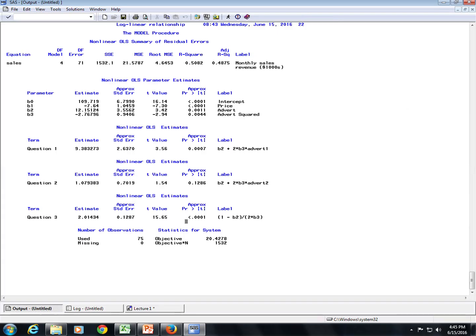So remember our coefficients, right? I'm going to focus on just the quadratic part, which is the advertising. So for now, I'm going to eliminate price. So zero that out. And we would have what? 109.719 plus 12 times advertising minus 2.77 times advertising squared. So what would a graph of that look like?